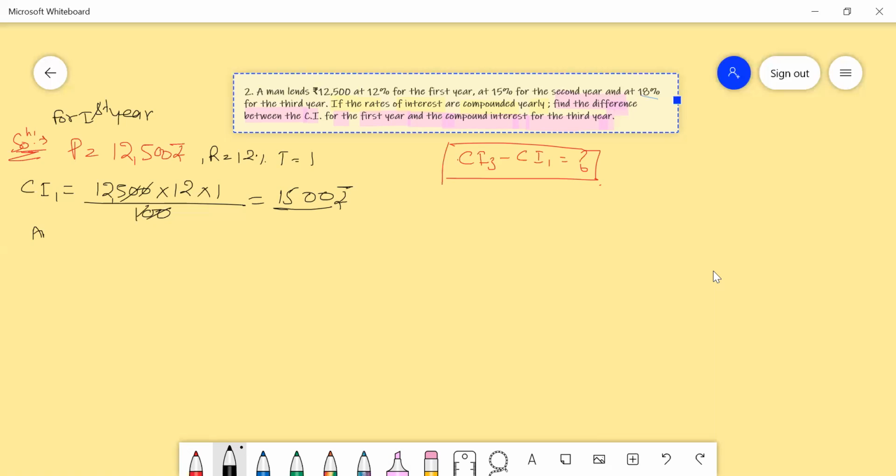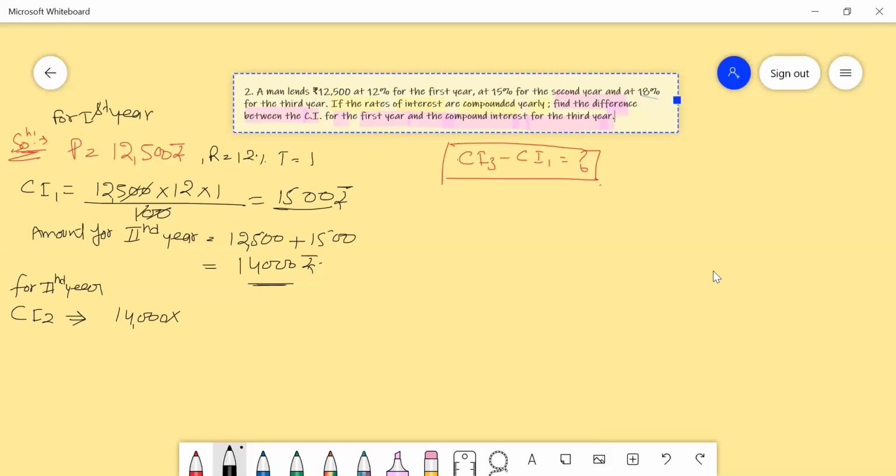Now the amount for the second year will be 12,500 plus 1500, which we will get 14,000 rupees. So it will be the principal for the second year. Now we find the compound interest for the second year, where the principal is 14,000.